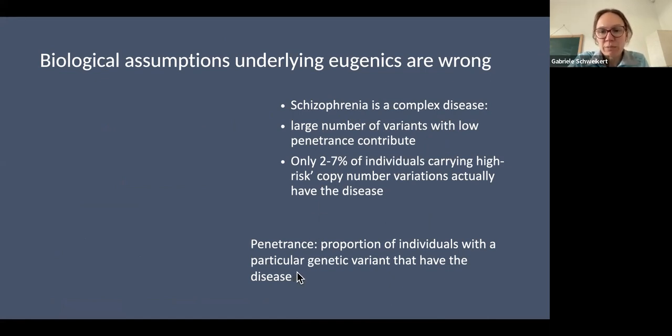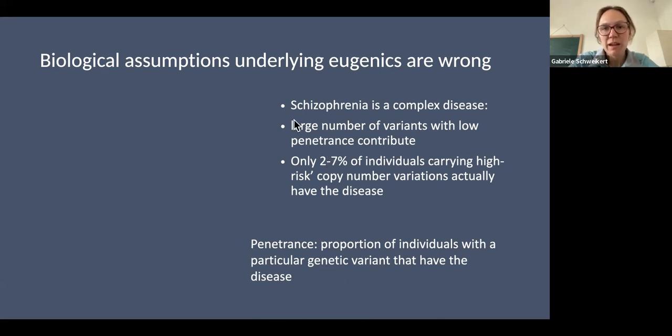So what does penetrance mean? It means the proportion of individuals with a particular genetic variant that have the disease. So if you have a low penetrance, that means that there's a large number of individuals which have this genetic variant, but are not affected by the disease.